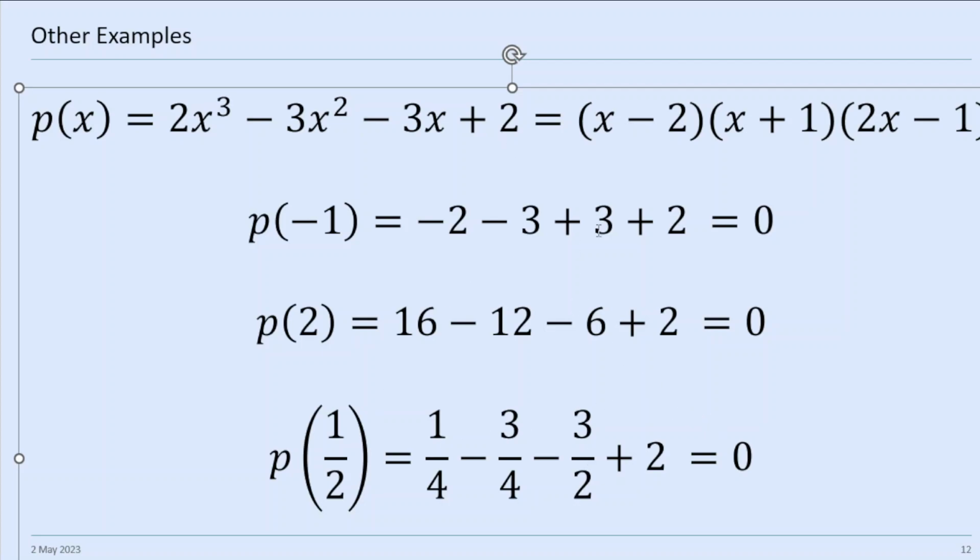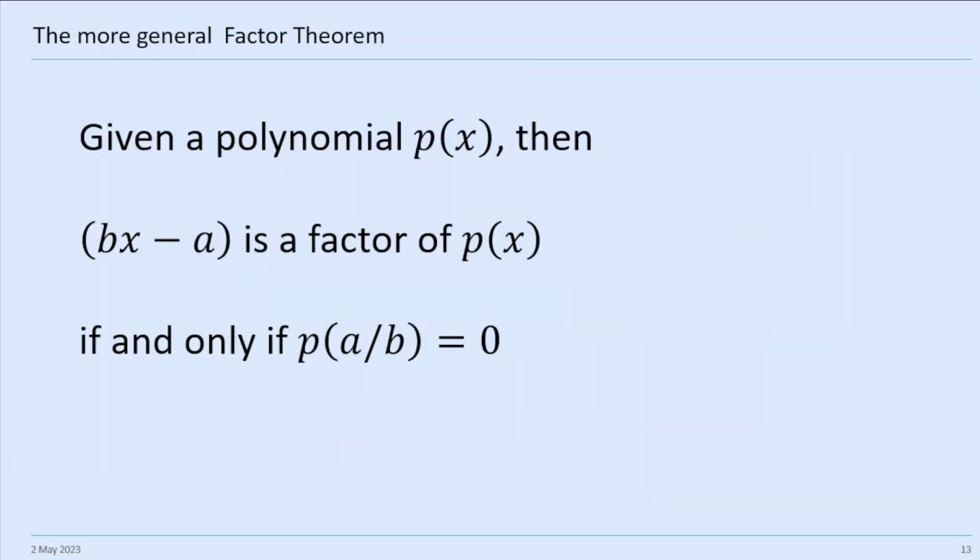So we've got a new version of the factor theorem here, which we showed on this last term, which says, given a polynomial p of x, then bx minus a is a factor of p of x if and only if p of a over b equals 0. So in the previous example, b was 2 and a was 1, and p of a half was 0. And this is actually a generalization of the factor theorem, because in the case when b equals 1, you just get p of a equals 0, and it's the same theorem.